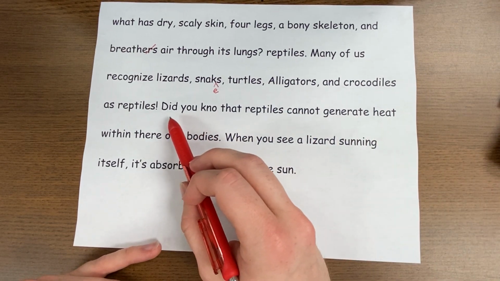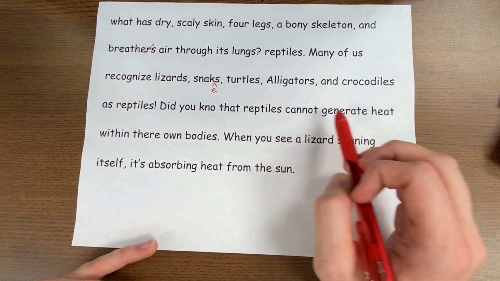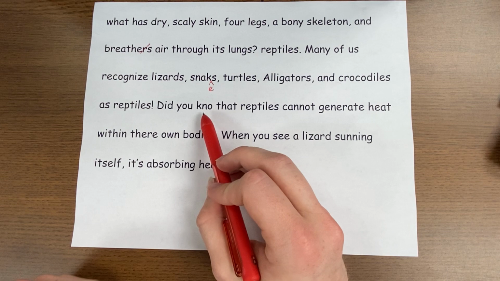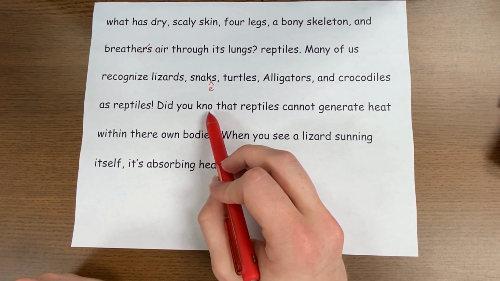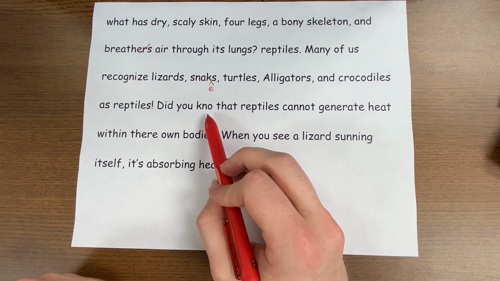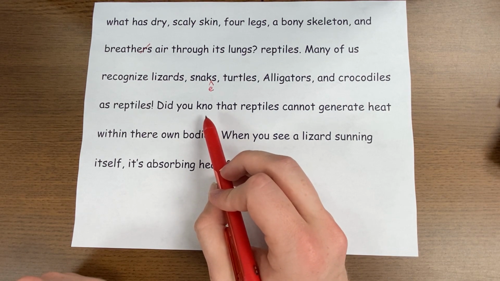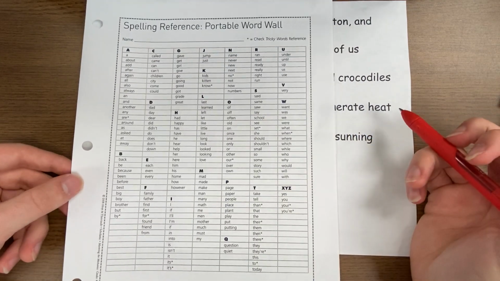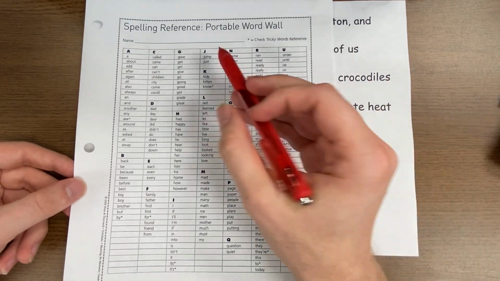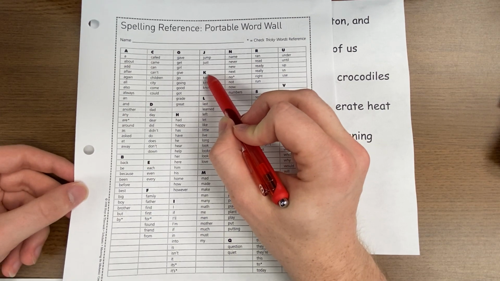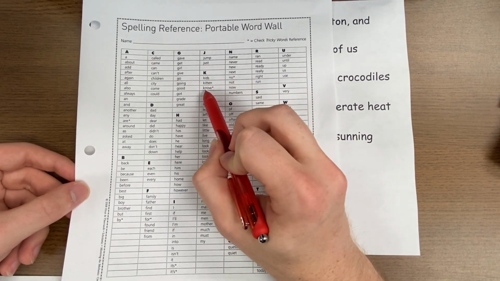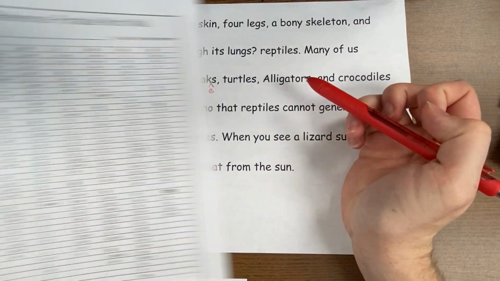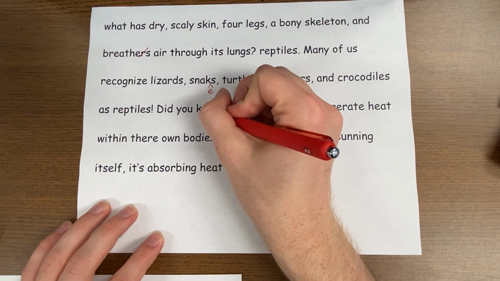The next sentence says, "Did you know that reptiles cannot generate heat within their own bodies?" Well, first of all, I'm going to look at the word know. I recognize that this probably isn't spelled correctly, but I can't quite remember how to spell the word know. So I'm going to look at my word wall for help. When I look at my word wall, I can go to K because that's the letter that know starts with. And I look down and look, right there's the word know, and it has a W at the end. So I know that I need to insert a W so I can spell it correctly.